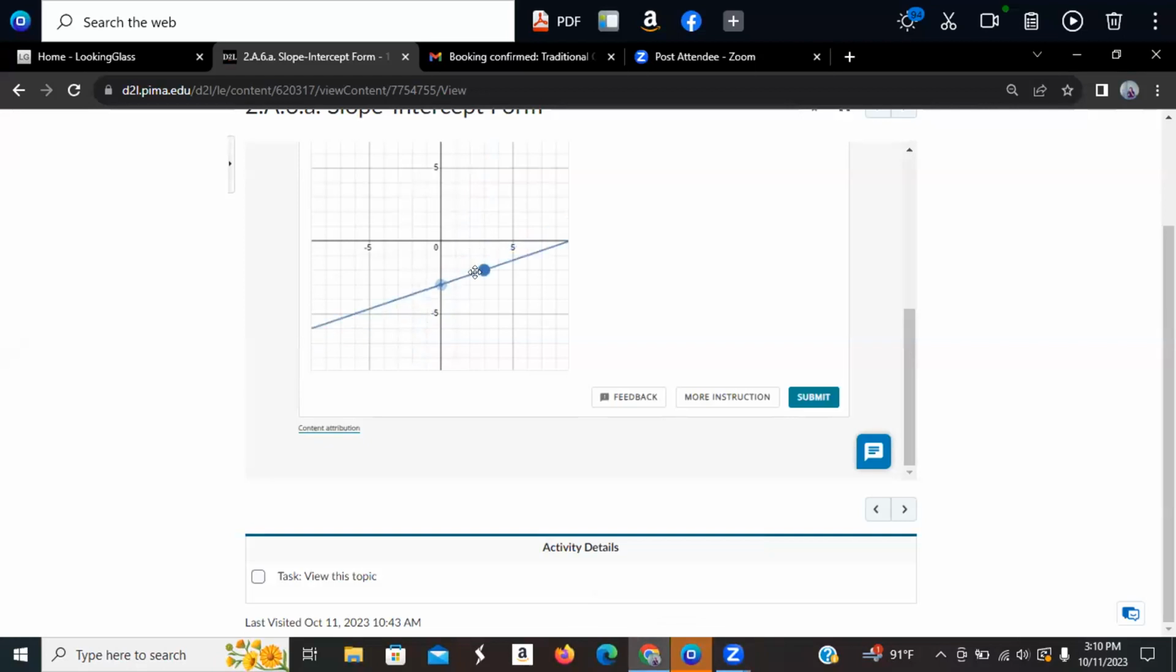That's too far to the right. So remember, you don't count the first one. There you go.